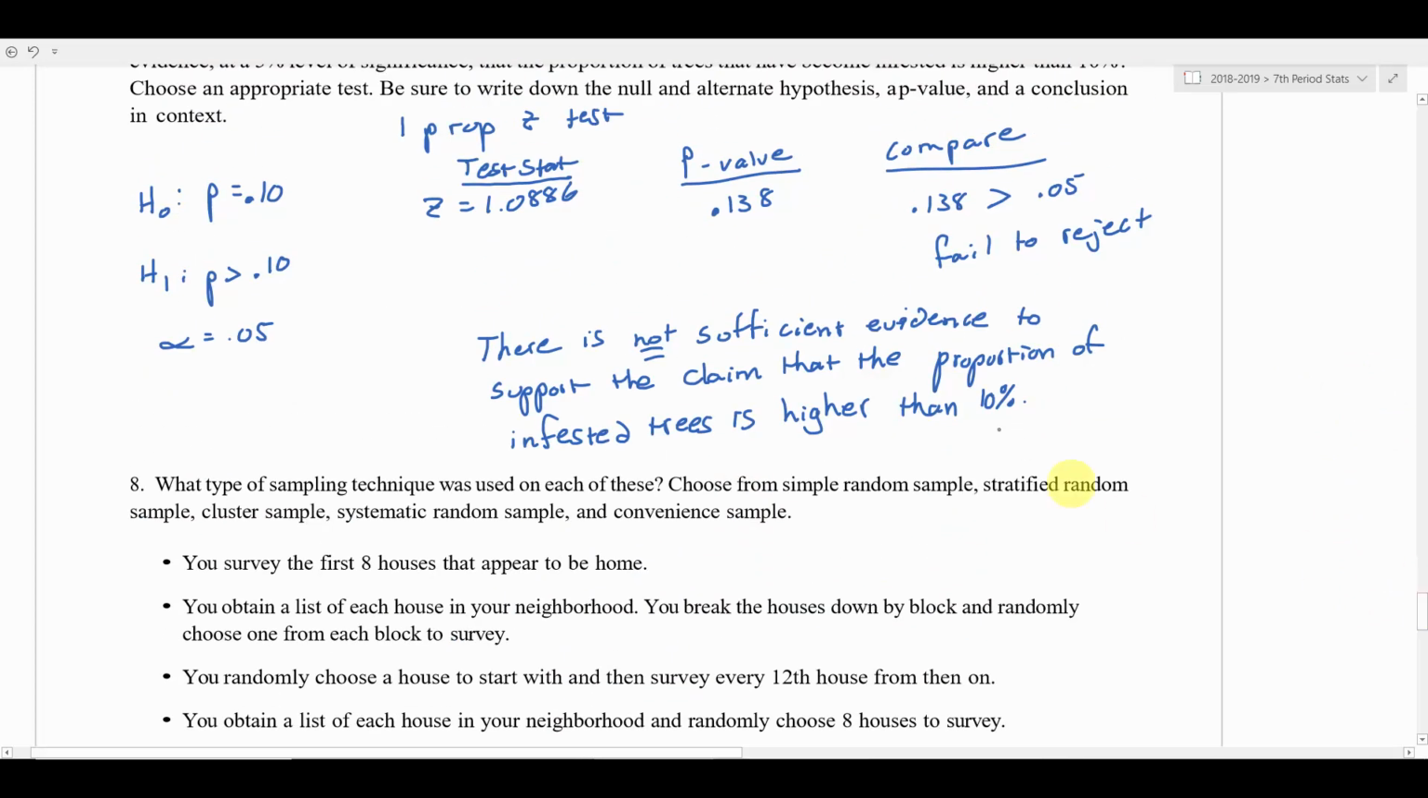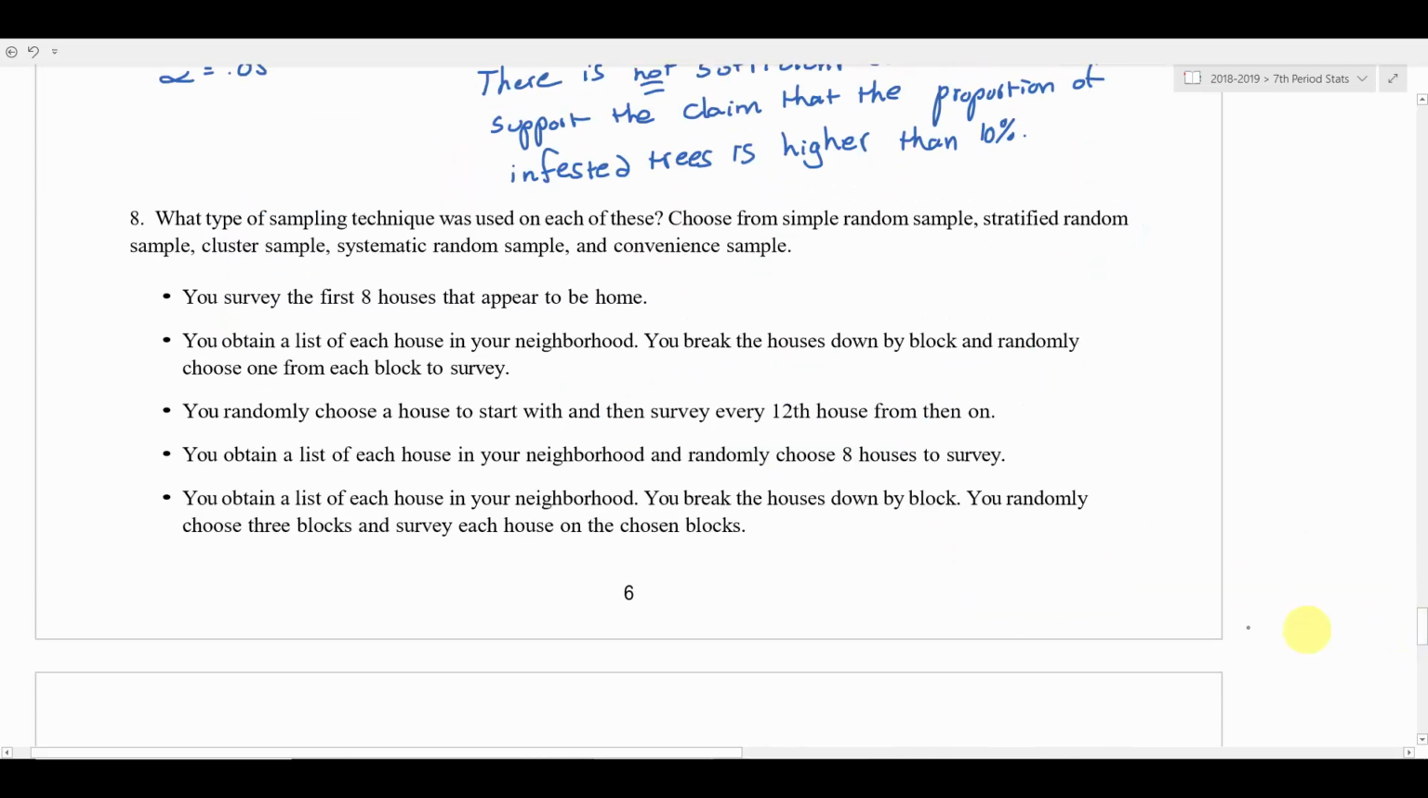Again, I'll reiterate that the by-hand calculations for the test stat and the p-value are on your answer key. Feel free to check that out if you want to see that.